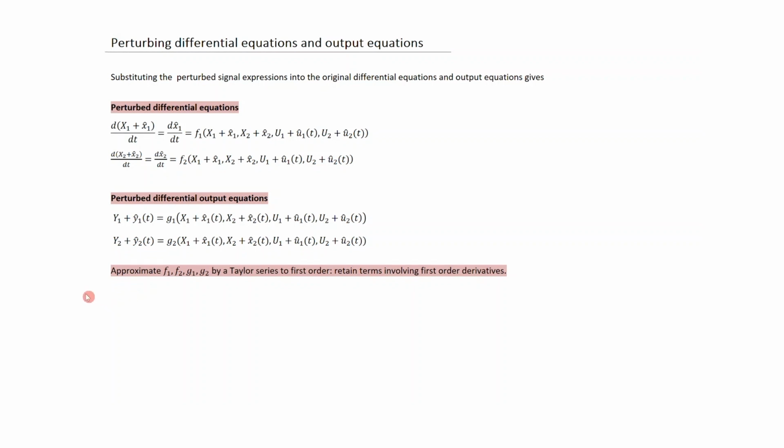So what we're going to do now is approximate the functions on the right, that is for the differential equations and its output equations. We're going to approximate them by a Taylor series to first order, which means we keep the first order term, which will be a constant term, and the next term would involve first order derivatives. And if the signals u1, u2, x1, x2 are small enough with respect to the operating points, then we can say that the Taylor series expanded to first order is sufficiently accurate, and we don't have to worry about second and higher order terms.